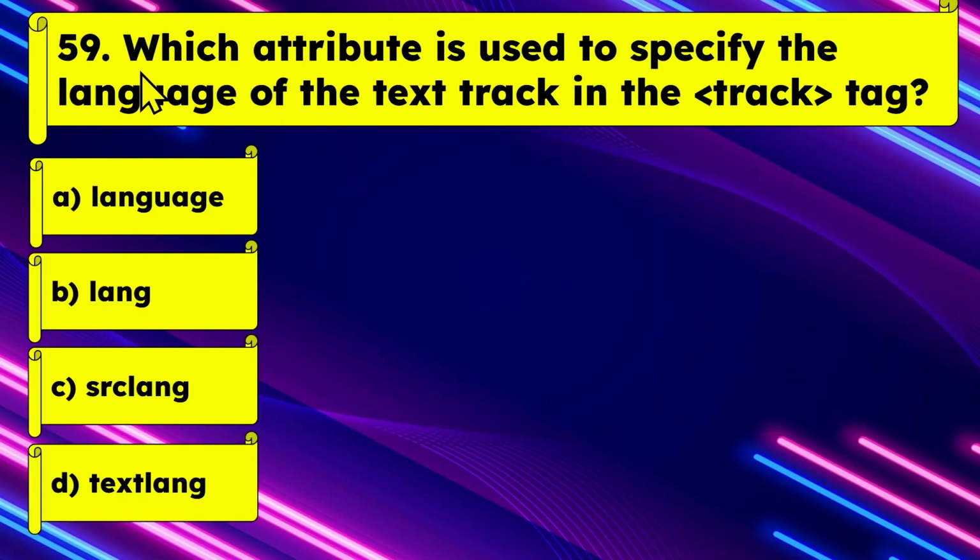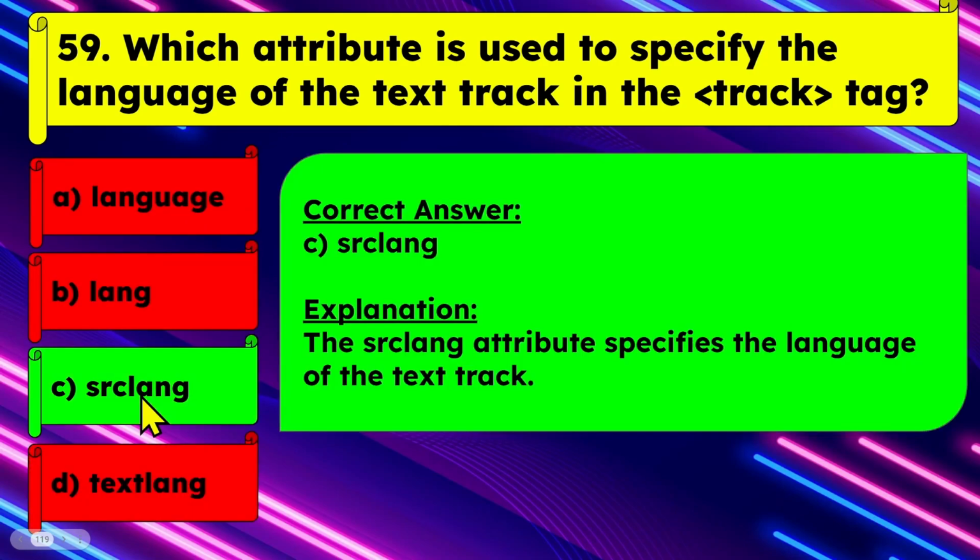Next question is, which attribute is used to specify the language of the text track in the track tag? It is talking about specifying the language of the text. So option A is language, option B lang, option C, srclang, or option D, textlang. So here the correct answer is option C, srclang. You can see the srclang attribute specifies the language of the text track.